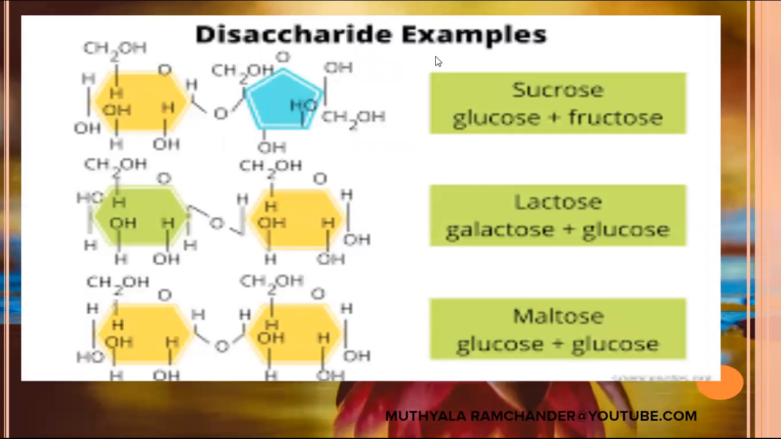So here is the formation of sucrose, lactose, and maltose. These are the best examples of disaccharides. How to form sucrose? Glucose is linked with a glycosidic bond to fructose to form sucrose. Lactose is formed from galactose and glucose. Maltose is formed by glucose and glucose molecules with a glycosidic bond.